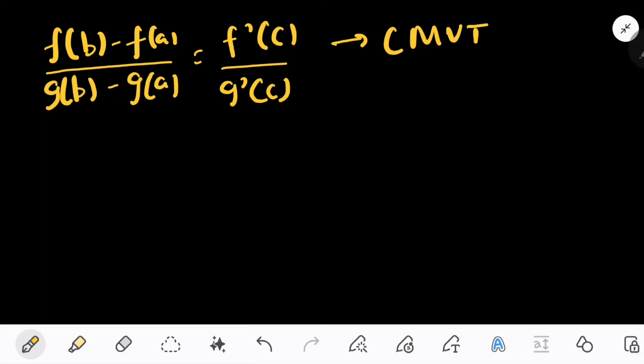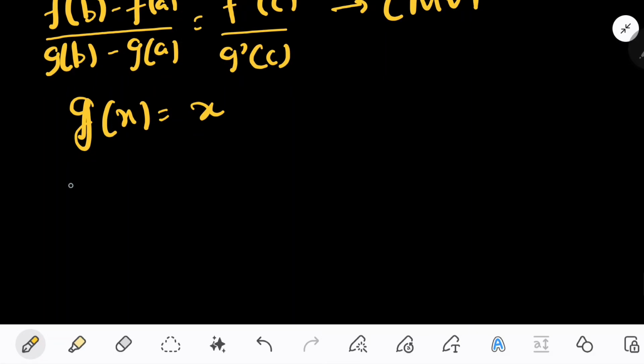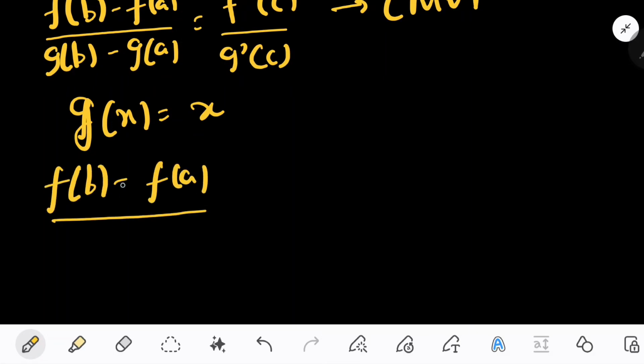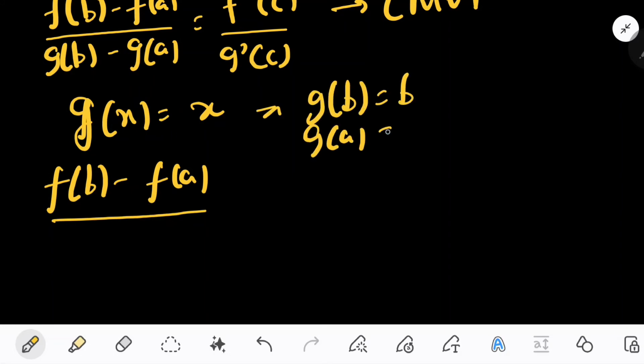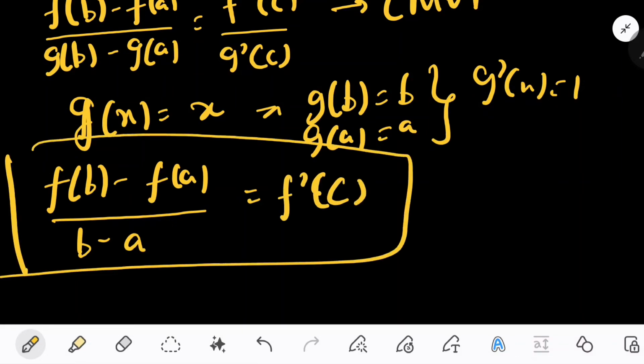In this, what you can do is assume g of x as a linear function x, right? When you assume this, you get f at b minus f at a upon, when you substitute it as a linear function, g at b will be equal to b and g at a will be equal to a. And what's the derivative g dash x? It will be equal to 1, right? So you get f at b minus f at a upon b minus a is equal to f dash at c, right? So you get LMVT, right?